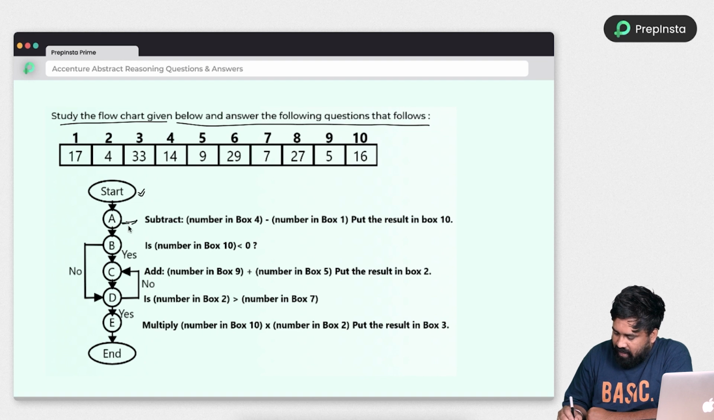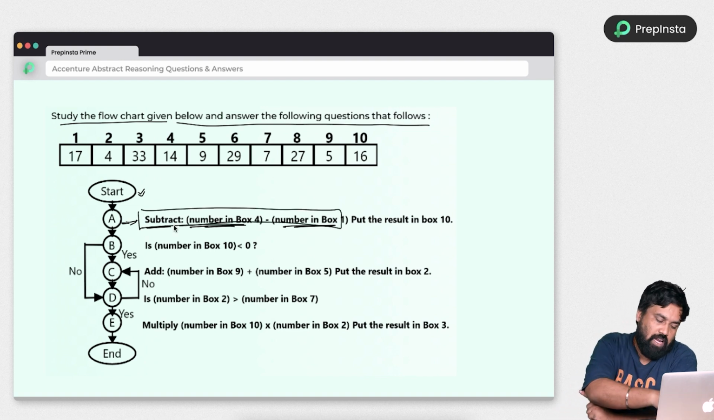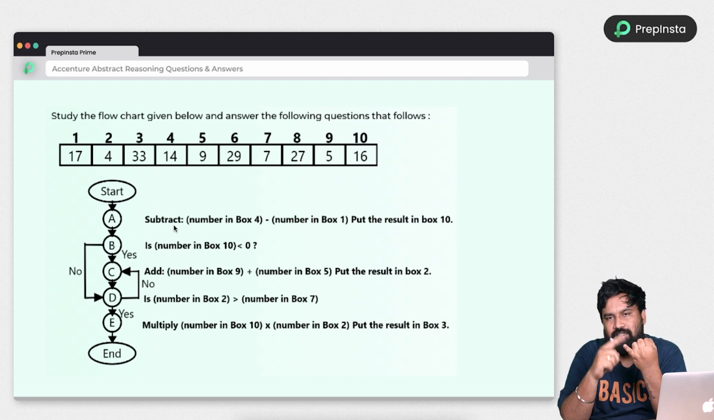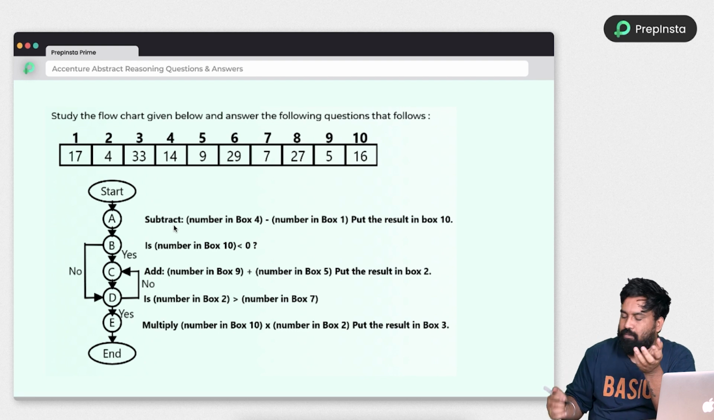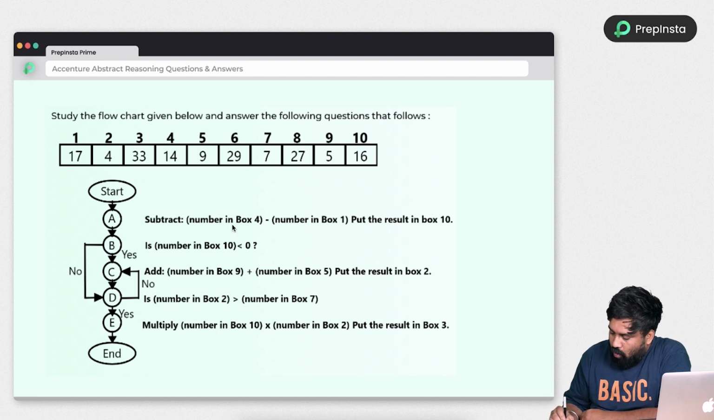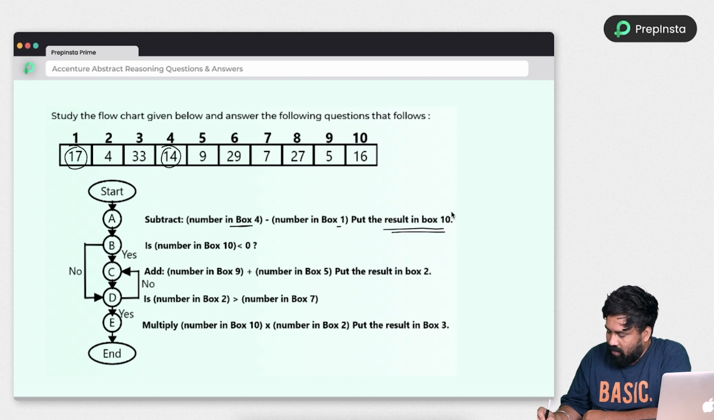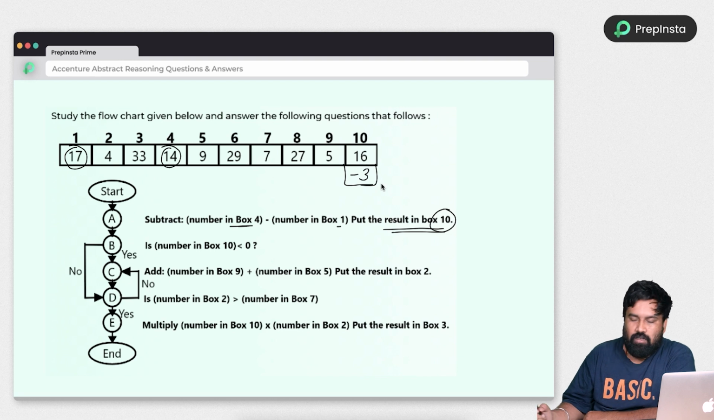So first, A is saying to subtract box 4 minus box 1. Remember guys, subtraction means subtraction. Subtract means you can get negative or positive values. Difference means you always take the positive value. So you need to know the difference between difference and subtraction. Subtraction can give a negative value. So box 4 is 14 and box 1 is 17. 14 minus 17 is minus 3, and put the result in the 10th box. So minus 3 is the present value in box 10.